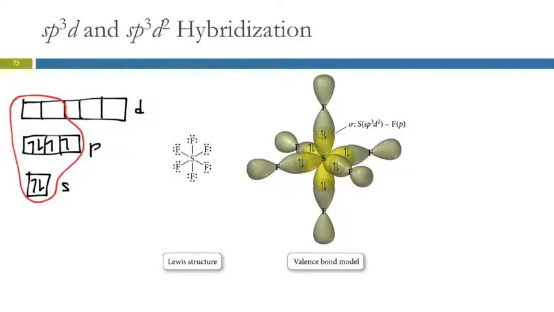Do we take as many from d as we need to put one in each box? Take one from s, one from p? That's a good question. Well, what we're really doing, and we'll get to this, is looking at our Lewis diagram and seeing how many electron groups there are. There's 6 electron groups, so we're going to hybridize 6 orbitals because we don't want to end up with any lone pairs. So Lewis theory is still very useful.